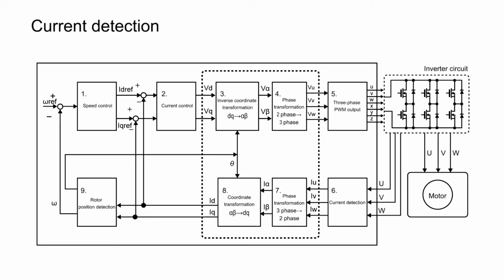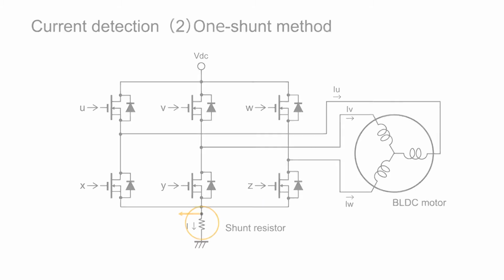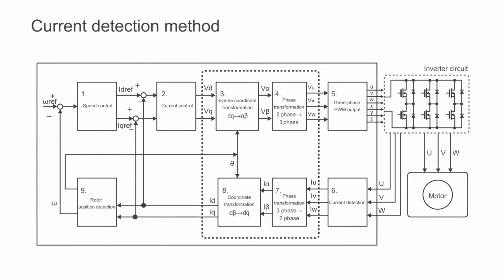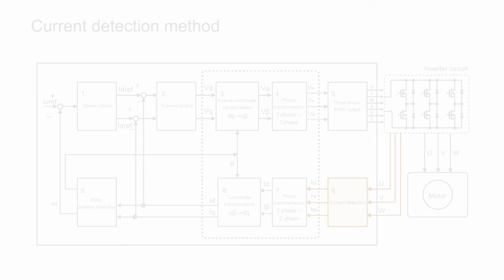For vector control, it is necessary to measure a current flowing through a motor. There are three detection methods: three-shunt method, one-shunt method, and two-sensor method. In current detection, currents in U phase, V phase, and W phase are measured. The normalized values are the current values of each phase, IU, IV, and IW.